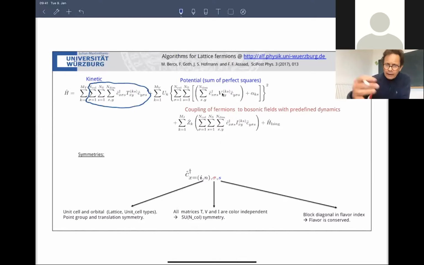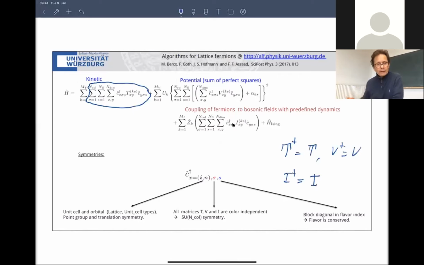V, okay, so let me go one step back. T, V, and I, they all have to be Hermitian. So that's something which is very important. That's built into the code. So the conditions are that T dagger is equal to T, and V dagger is equal to V, and I dagger is equal to I, right? I really need this to implement in the code, okay?